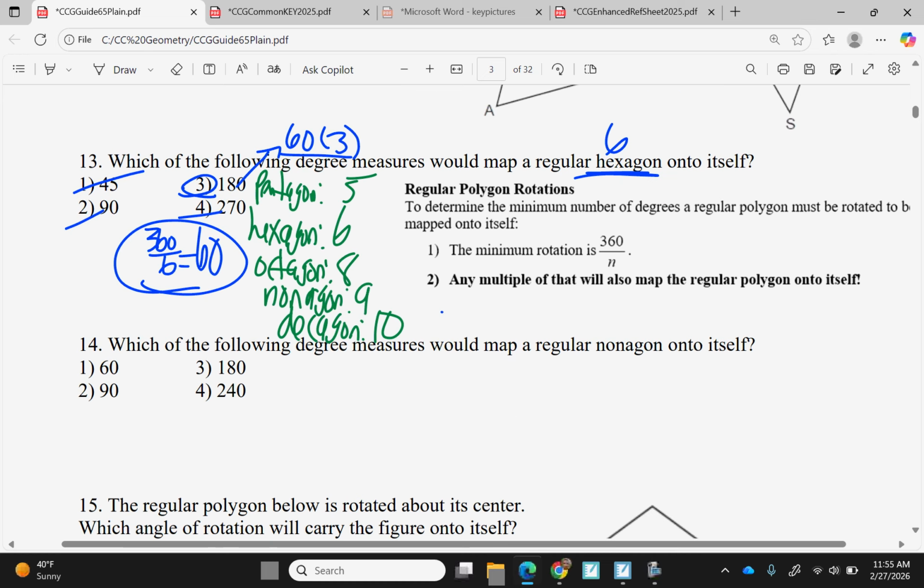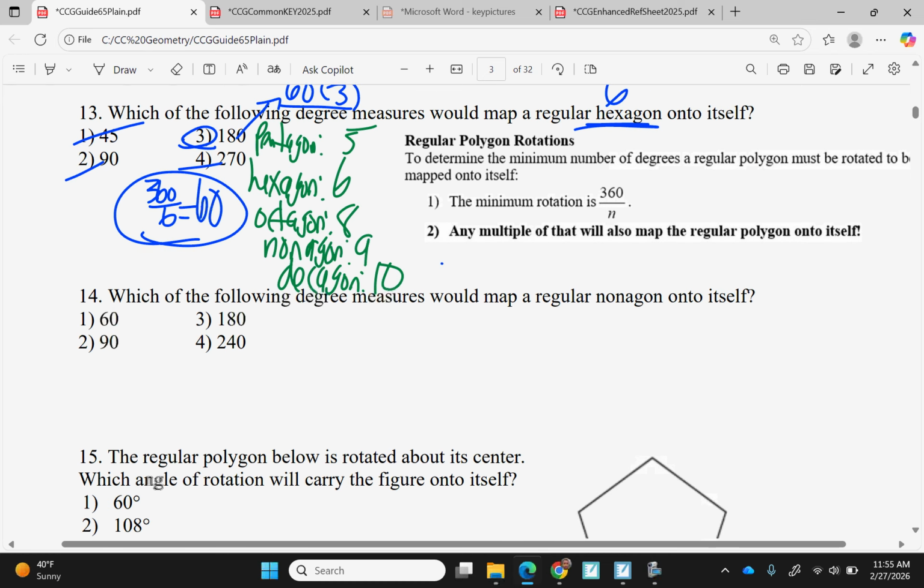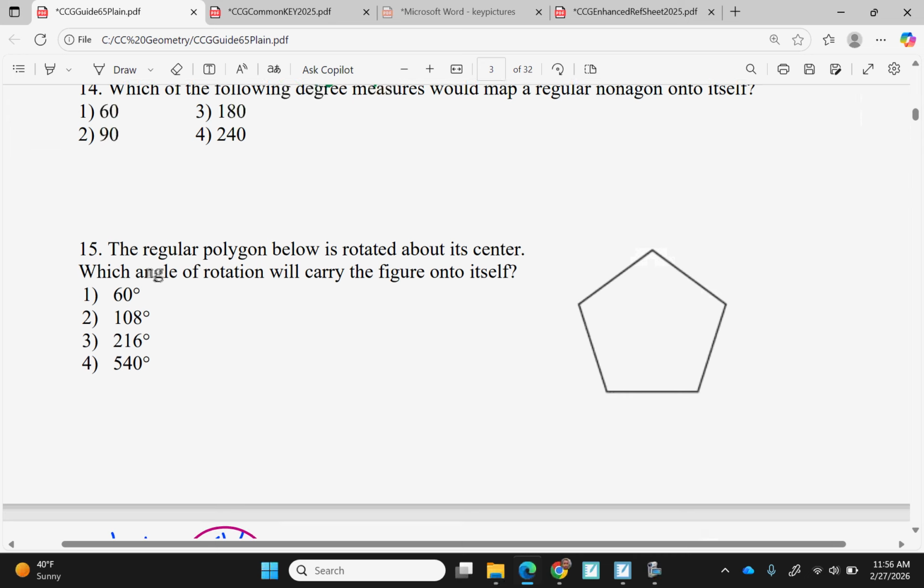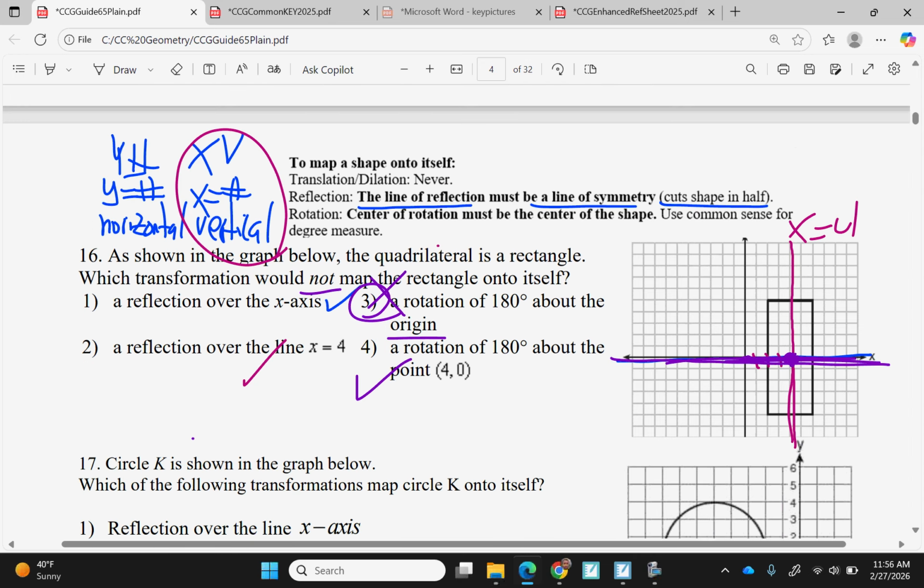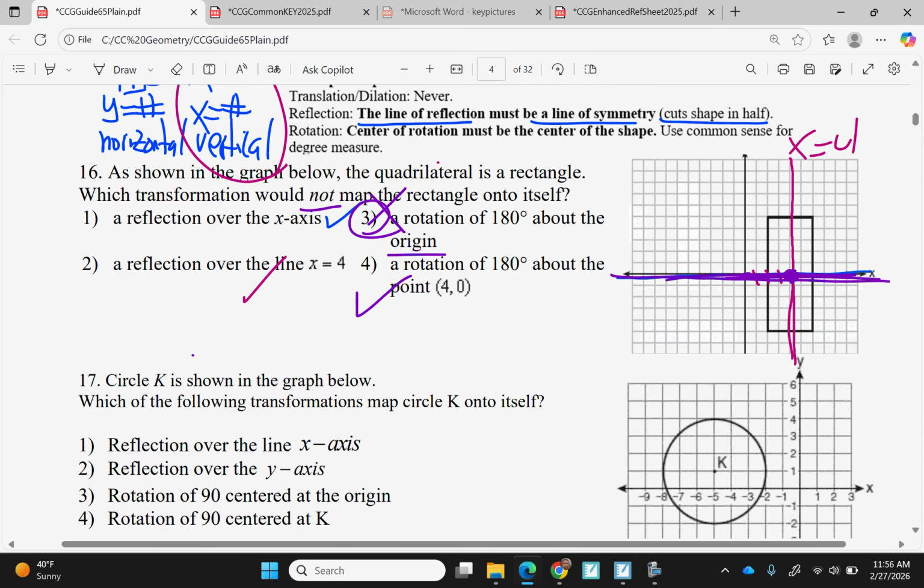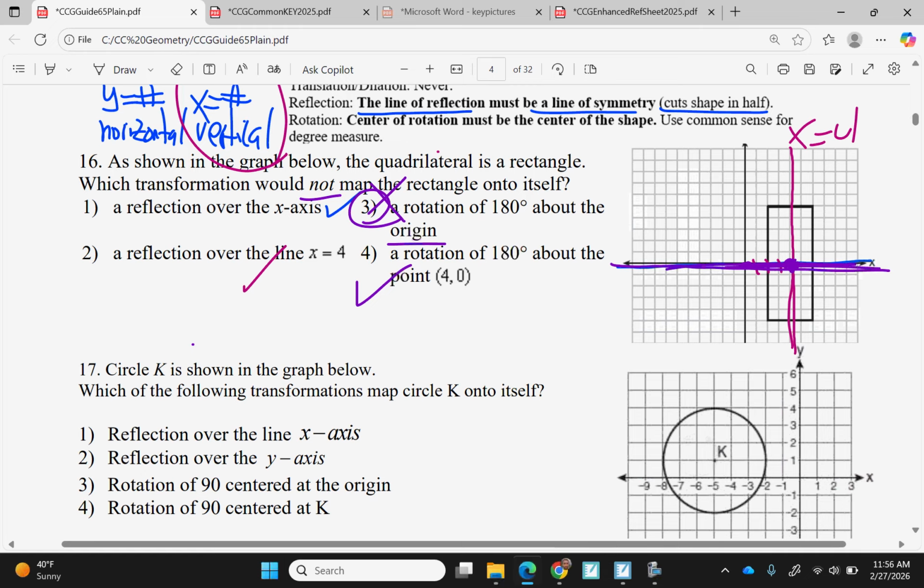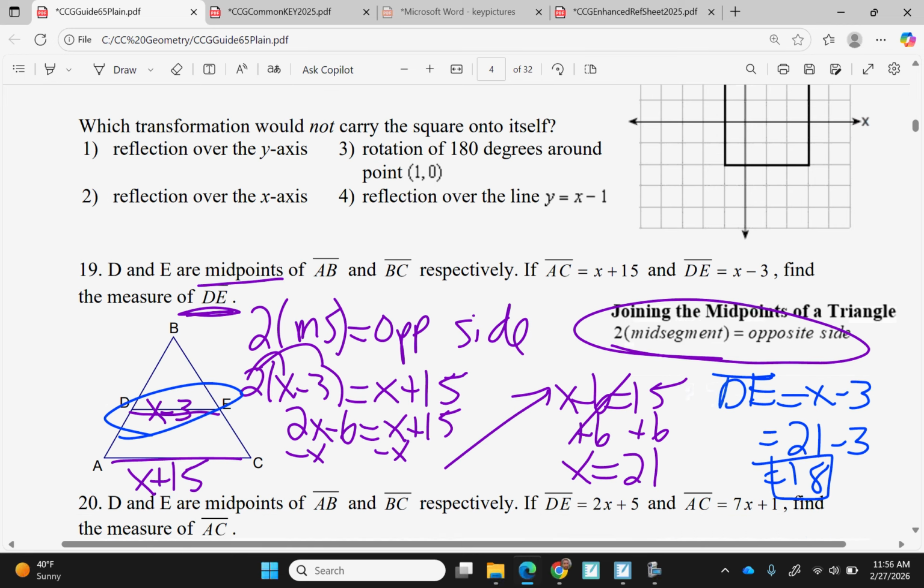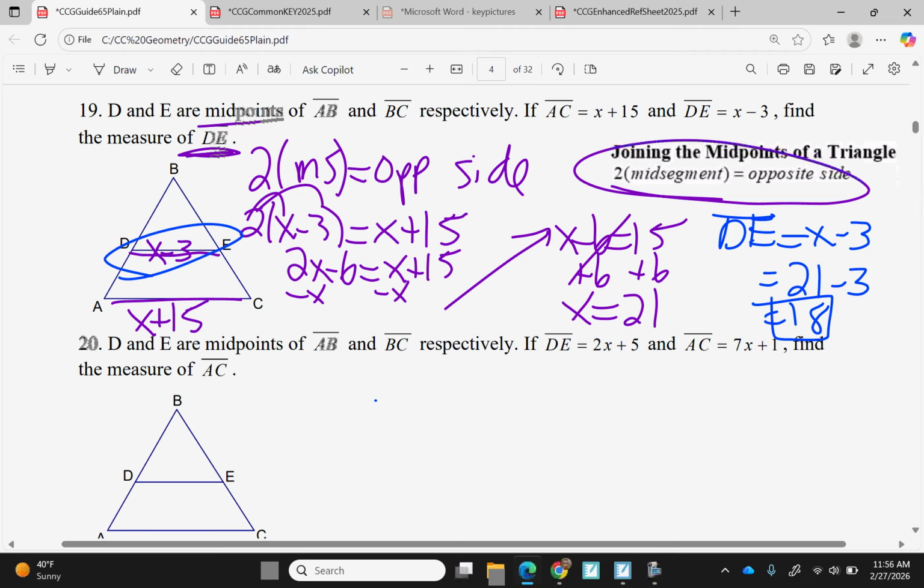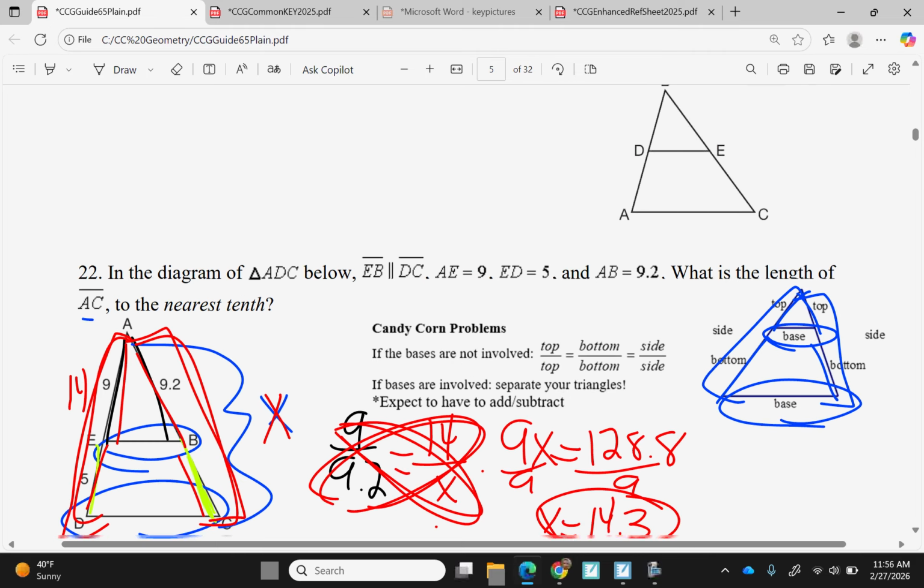Min rotation is 360 over n and any multiple of that. Line of reflection equals line of symmetry. Center of rotation equals center of shape. Midpoints: 2 times the midsegment equals the opposite side.